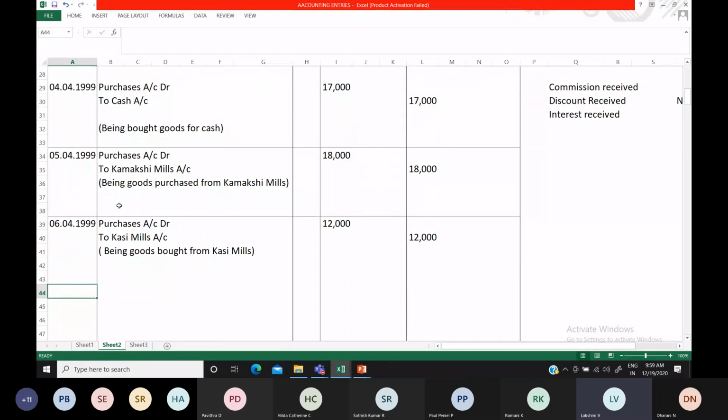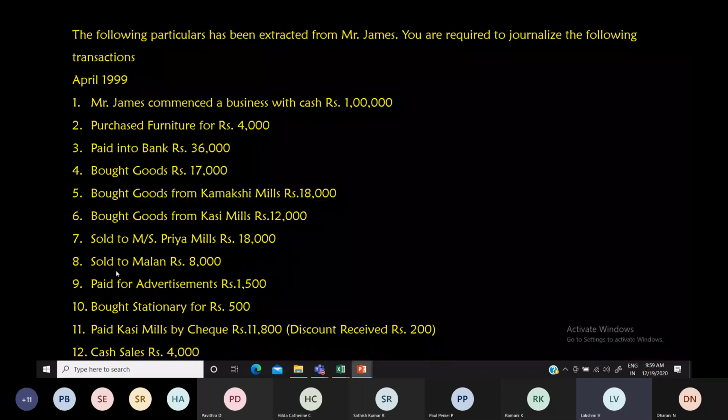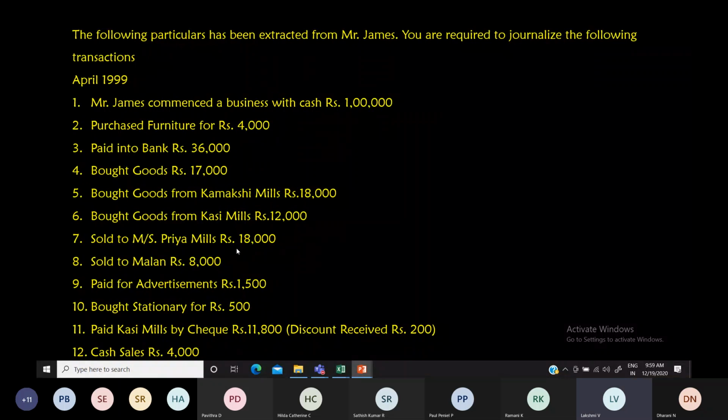Okay, so this is our 6th day transaction. Now moving on to the next transaction. What is the next transaction? On 7th, if you see, sold to Mrs. Priya Mills, rupees 18,000. Here 'sold to' or 'sold goods to', both mean the same. Sold to Mrs. Priya Mills, so I have made a credit sale.